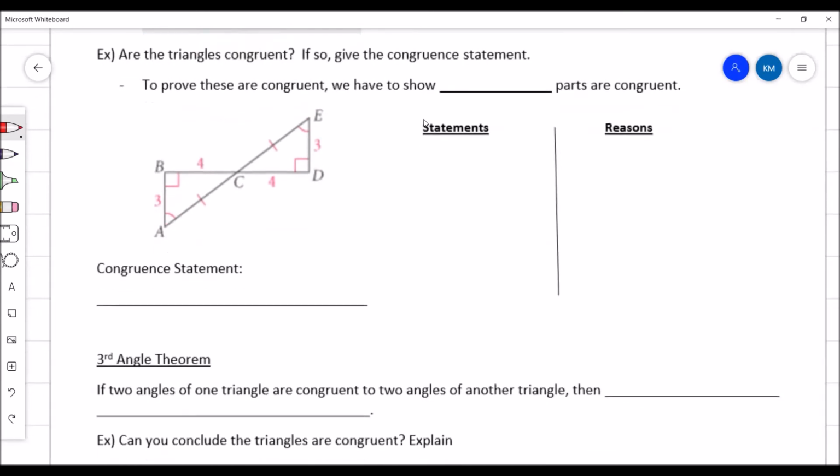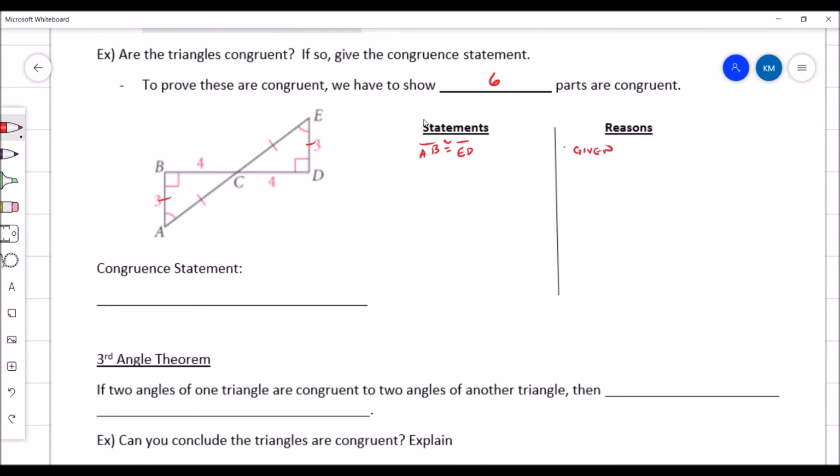Next it says, are the triangles congruent? If so, give the congruent statement. So to prove these triangles are congruent, we have to show 6 parts congruent. Okay. From the start, we can say, well, AB is congruent to ED. And notice that we really didn't have to work for that. It's already told to us. And so when that happens, we call that given.